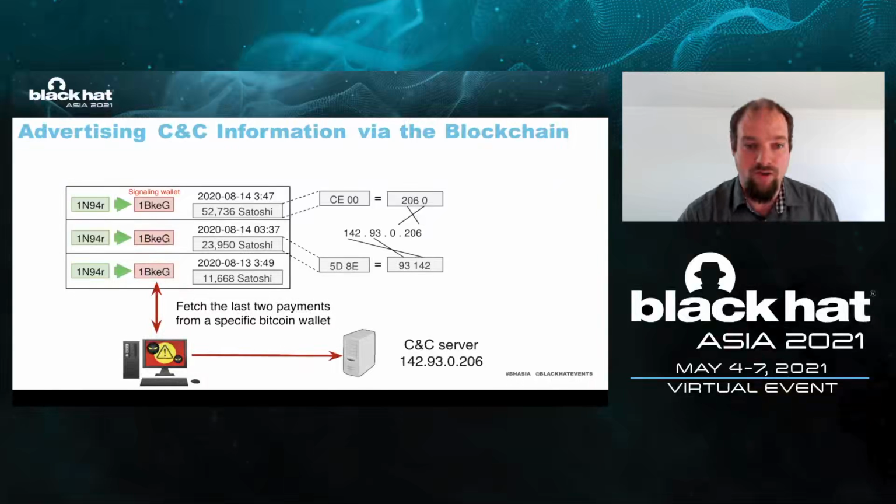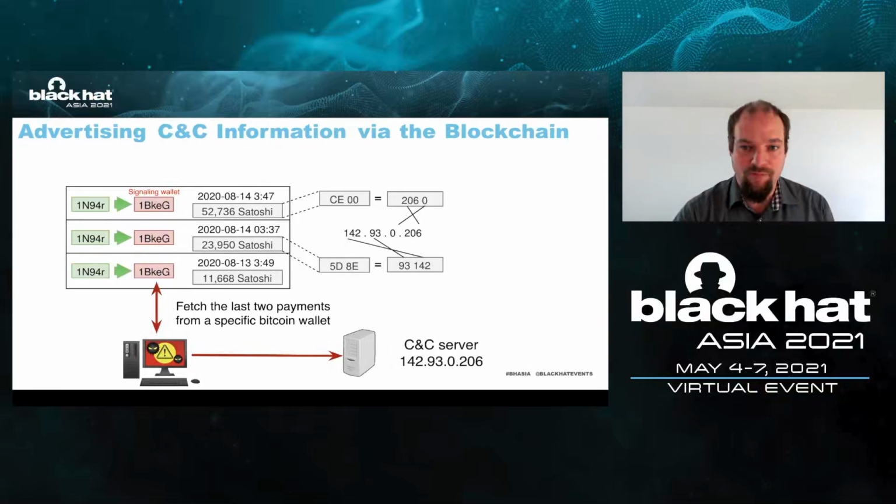How does malware coordination by the Bitcoin blockchain work? It's quite simple. You make transactions on the blockchain and you encode into the payment how much is being paid, by whom and when, the information that you want to transmit. How's it being done in Pony? The transaction itself signals the CNC information. This value is encoded in the amount of money that is being paid between a sending wallet and a signaling wallet. In this example, the Bitcoin address starting with 1N94R is the sending wallet, and the Bitcoin address starting with 1BKEG is going to be the signaling wallet.